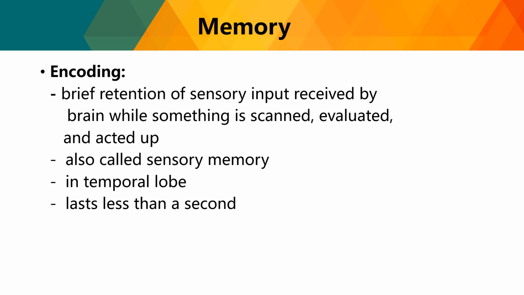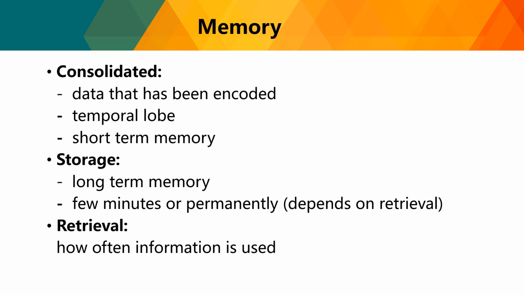And then memory. So memory starts with encoding. This is for brief retention of sensory input received by the brain while something is scanned, evaluated, and acted upon. It is also called your sensory memory. It is found in your temporal lobe, and it lasts less than a second. So memory can be consolidated, wherein data is encoded. It is located in your temporal lobe, and it is short-term memory. It can also be for storage, wherein long-term memory lasts for a few minutes or permanently, depending on the ability of a person to retrieve.